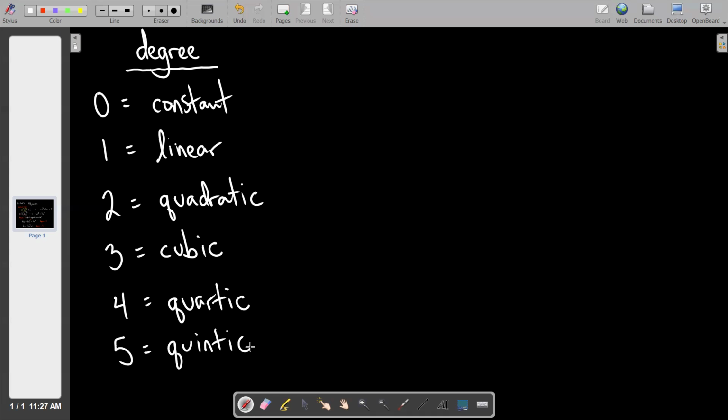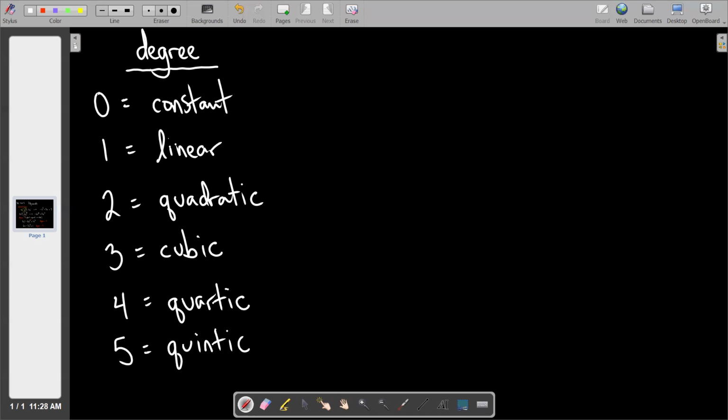Listen, there's nothing to quote unquote understand about what I just put on the board. This is vocabulary. You do a lot of this in other classes like science, where it's just here's a thing, this is what it's called, or this is just rote memorization. So 0 constant, 1 linear, 2 quadratic, 3 cubic, 4 quartic, 5 quintic.